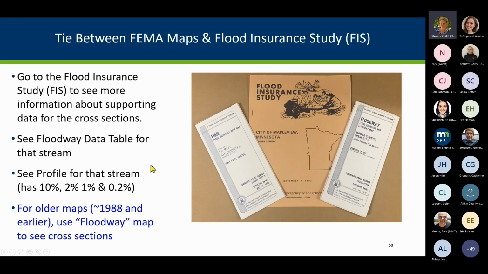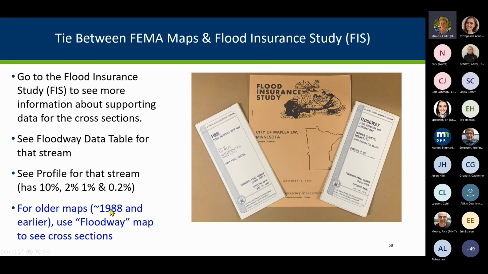So then, if you want to know more about the data at those cross sections, you're going to want to look at your flood insurance study. The flood insurance study and the map panels work together. That information you want to be using together. For the flood insurance study, that's where you're going to go to see more information about the cross sections, the floodway data table, and the profile. I'll show an example here in a couple slides.